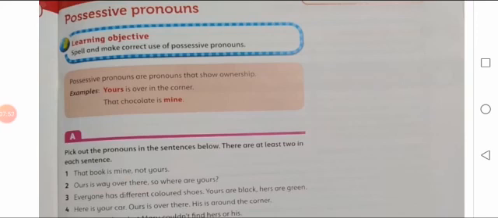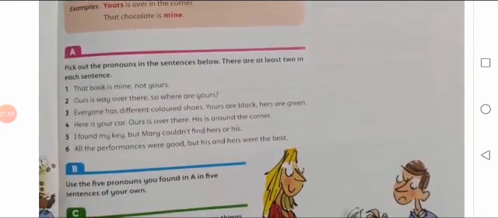Come on, A part, that is practice. Pick out the pronouns in the sentences below. There are at least two in each sentence. So you have to pick possessive pronouns from each sentence. That book is mine, not yours. Mine and yours are possessive pronouns. Ours is way over there, so where are yours? Ours and yours are possessive pronouns.